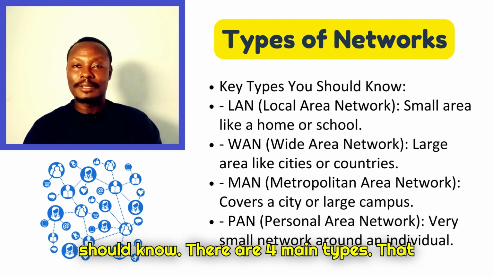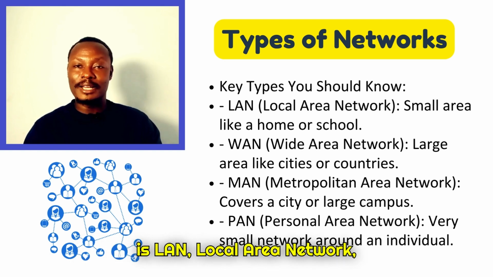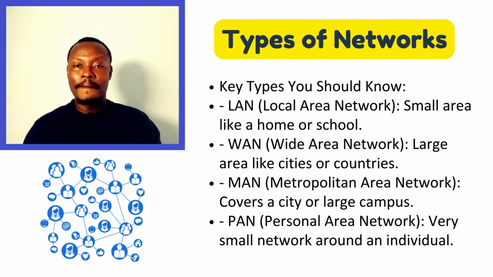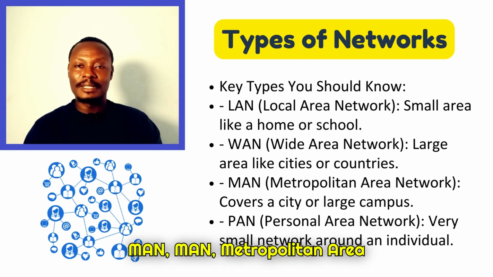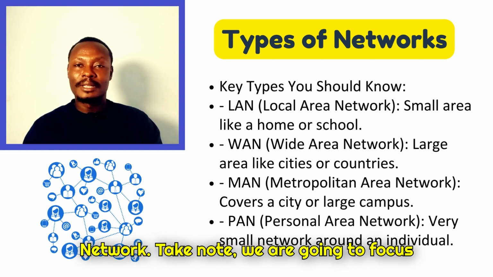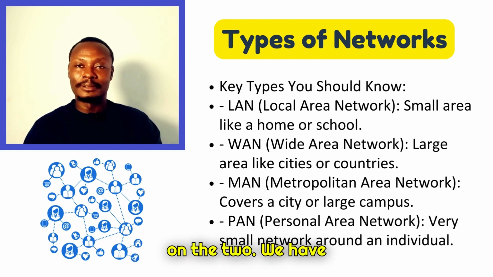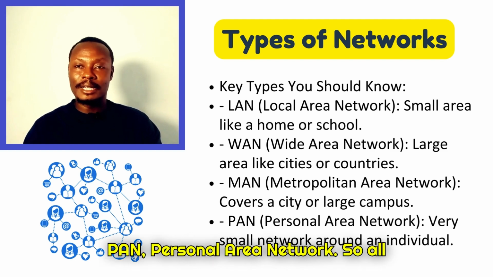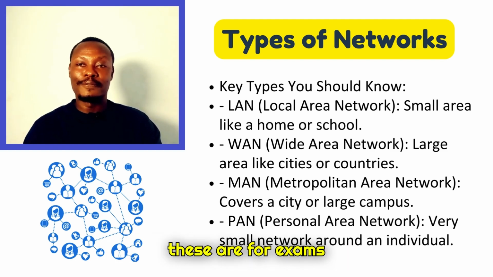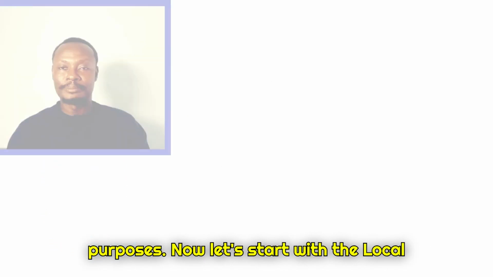Now let's move on to the types of computer networks that you should know. There are four main types, that is LAN, local area network, WAN, wide area network, MAN, metropolitan area network. Take note, we are going to focus on the two. We have PAN, personal area network. So all these are for exam purposes.